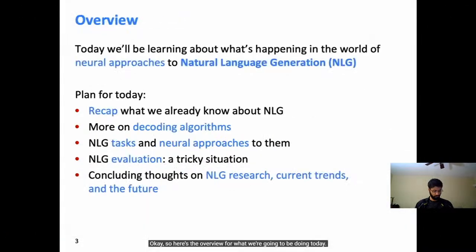Okay, so here's the overview for what we're going to be doing today. Today we're going to learn about what's happening in the world of neural approaches for natural language generation. That is a super, super broad title, natural language generation. NLG encompasses a huge variety of research areas, and pretty much each of those could have had their own lectures, and we could have taught a whole quarter's worth of classes on NLG.